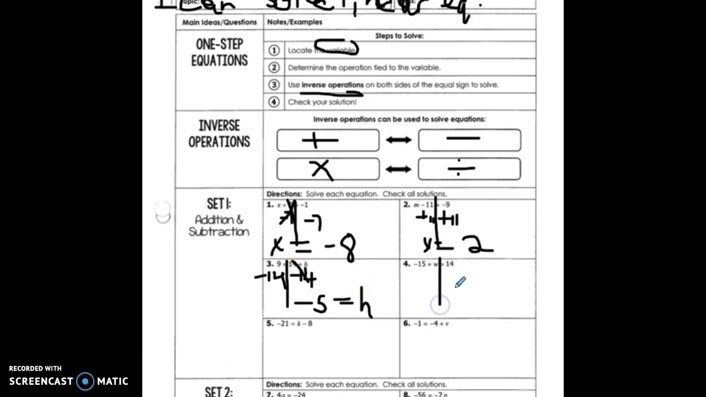I'm going to start with the fourth example, and here's W. I'm seeing negative 15, so I'm going to take the opposite of negative 15 and add 15. I add 15 to both sides, and this time it's kind of nice because we get to add 15 and 14 together, and I get 29.